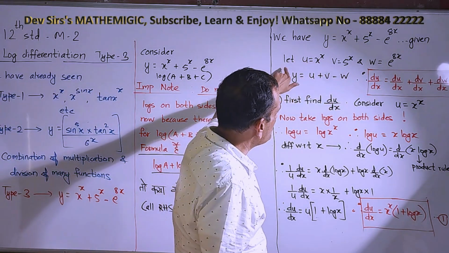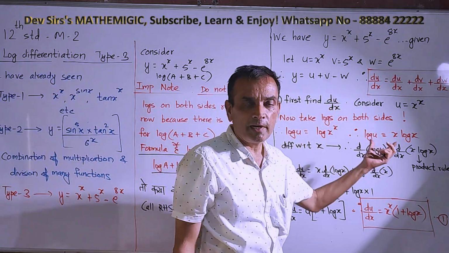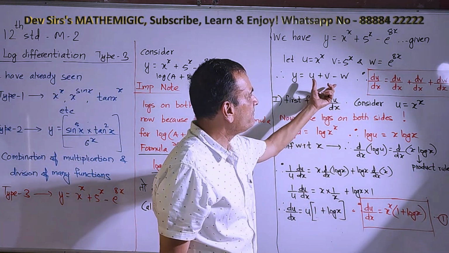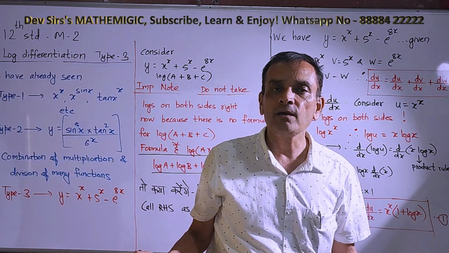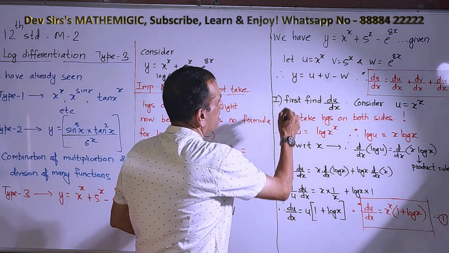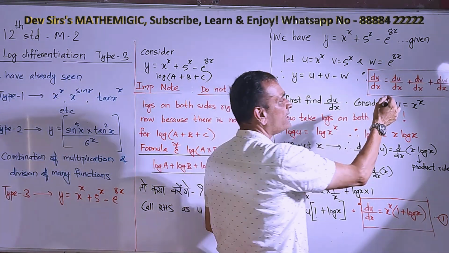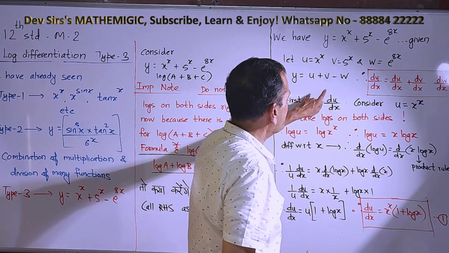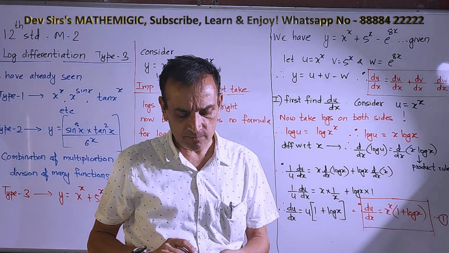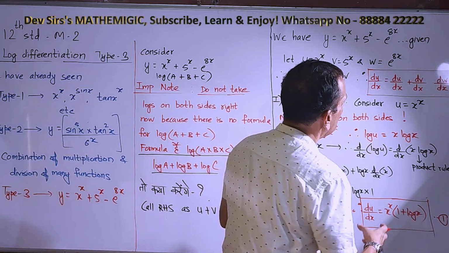After you get this equation, differentiate with respect to, यही equation को पहले differentiate करो. Differentiate with respect to x, what do you get? Differentiate meaning what? Take d by dx everywhere. So what do you get? dy by dx. d by dx of u means du by dx. d by dx of v means dv by dx. d by dx of w means dw by dx.